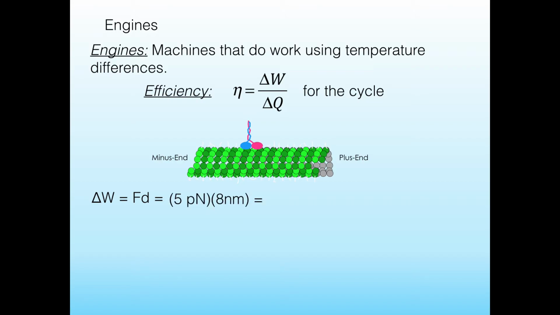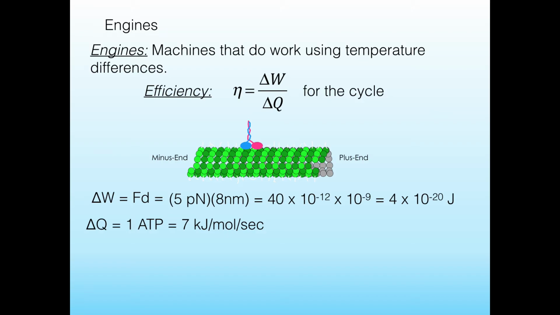We know actually that the force is 5 piconewtons and the displacement is 8 nanometers. When we put these together and then convert into newtons from piconewtons, which is 10 to the minus 12, and we convert into meters from nanometers, which is 10 to the minus 9, we get that the work done by a single step of a kinesin is 4 times 10 to the minus 20 joules. This is on the same order as thermal energy if you just multiplied kB times temperature. This is about the thermal energy, but it's actually slightly higher than that.